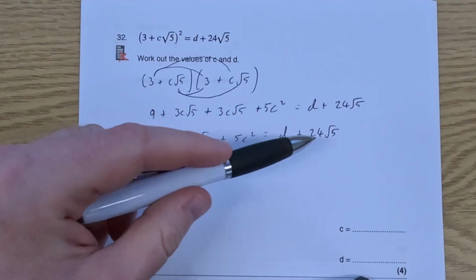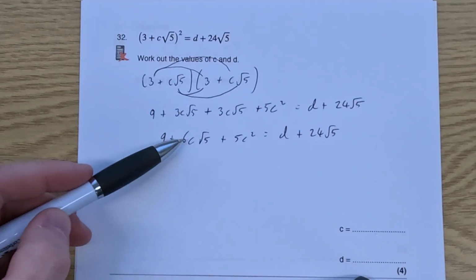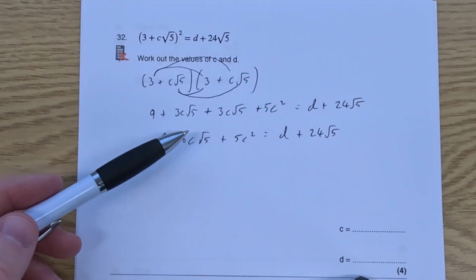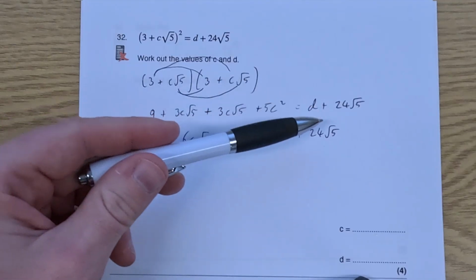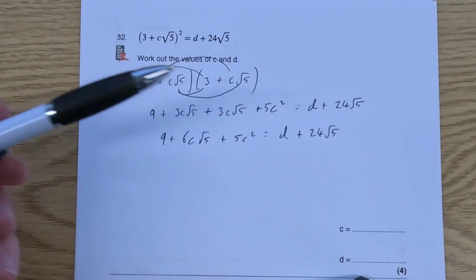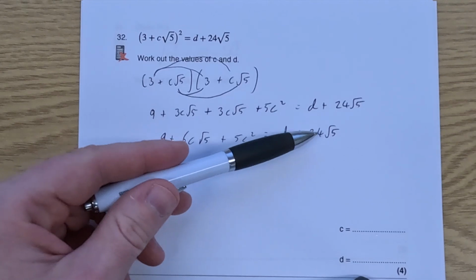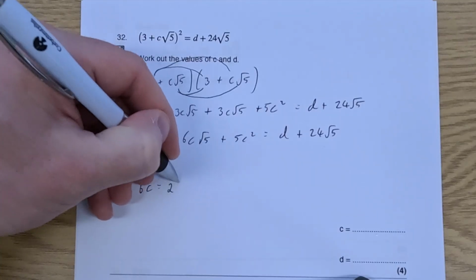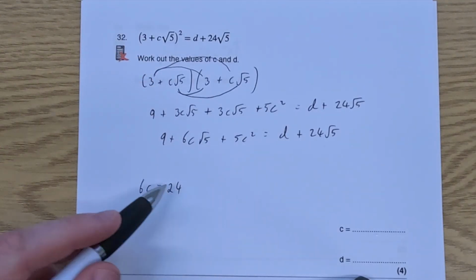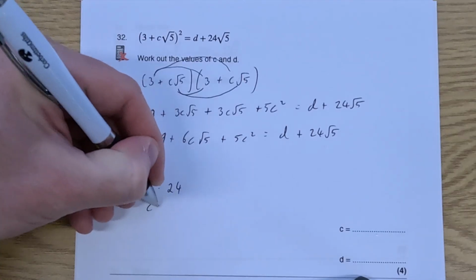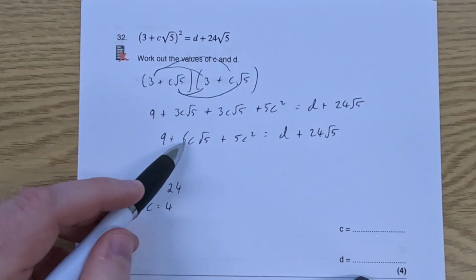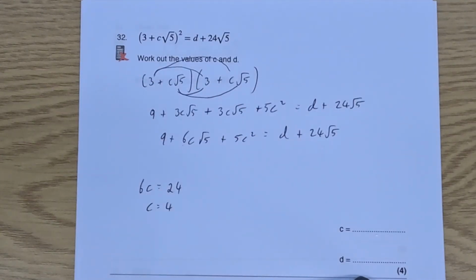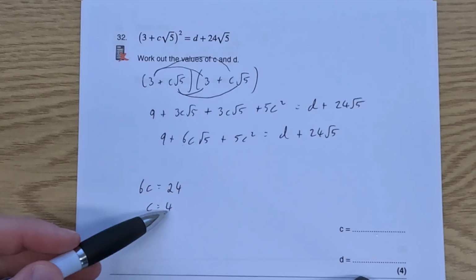So what I'm going to do is focus on these root 5s. On the left hand side we've got 6c root 5, on the right hand side we've got 24 root 5. Now the number of root 5s on the left hand side would have to be equal to the number of root 5s on the right hand side. So that means that 6c has to be equal to 24. So 6c equals 24. Now if we solve this, we can divide both sides of the equation by 6 and we get that c is equal to 4. Let's just check that. 6 times 4 is equal to 24, so we'd have 24 root 5 here and 24 root 5 there. Now this is fantastic. We now know that c is equal to 4.